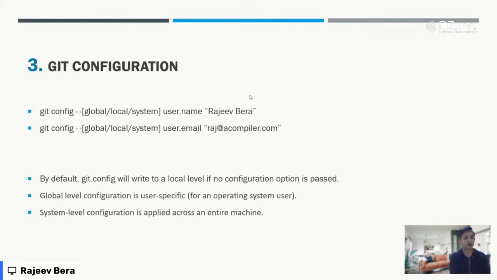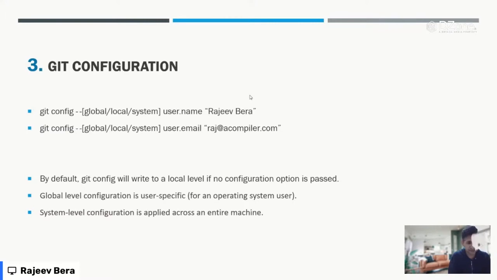But if you need it at a global level, like at a user-specific level, let's say Rajeev, like for me, I have a system profile in my Windows 10, and I want to use my same name, my same user, my same email address throughout my profile. I can use the global option.